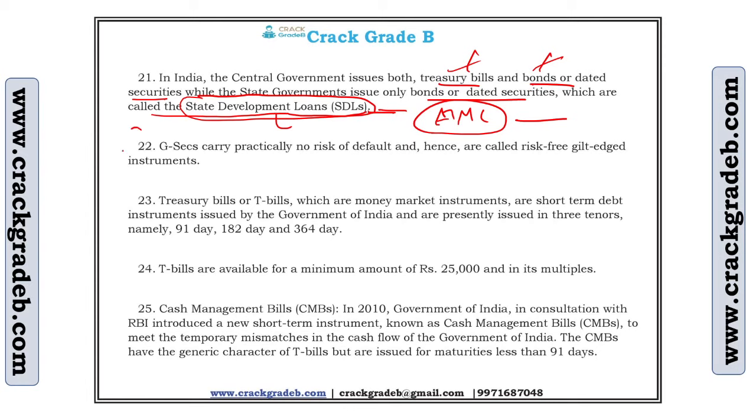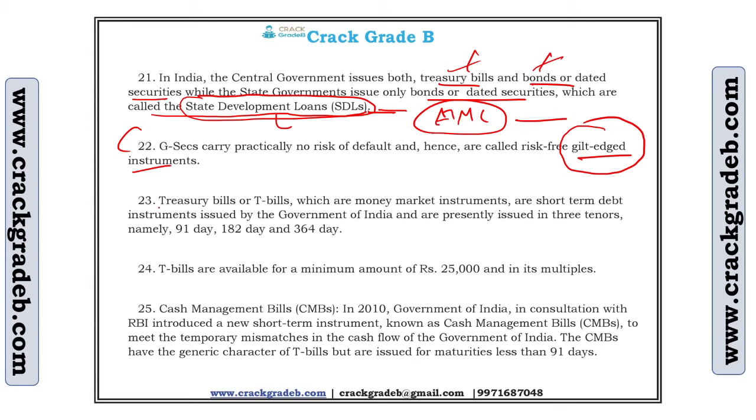So G-Secs carry practically no risk of default and hence are called risk-free gilt-edged instruments. Okay, in the last slide I asked you what is the other name. It's the gilt-edged bond, right? Because it's a government security, it's sovereign guaranteed, there is no chance of default, right?